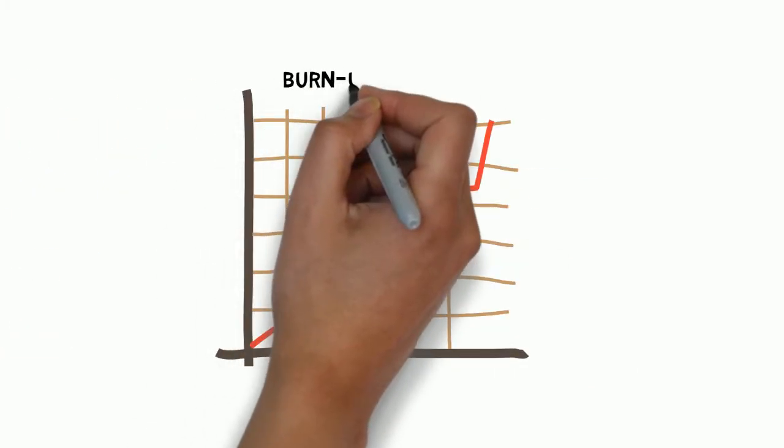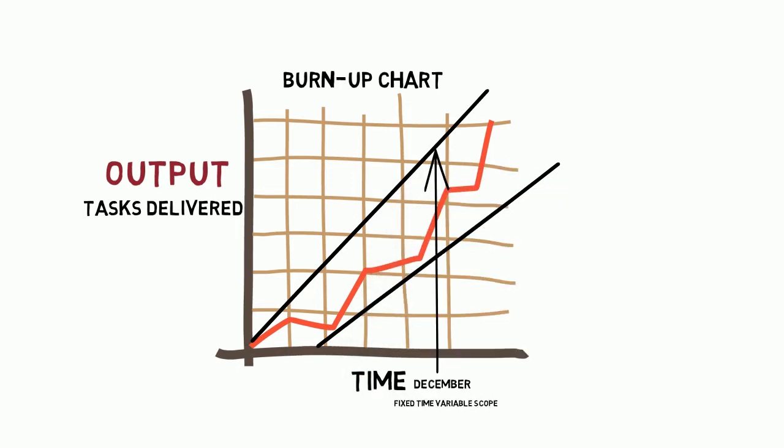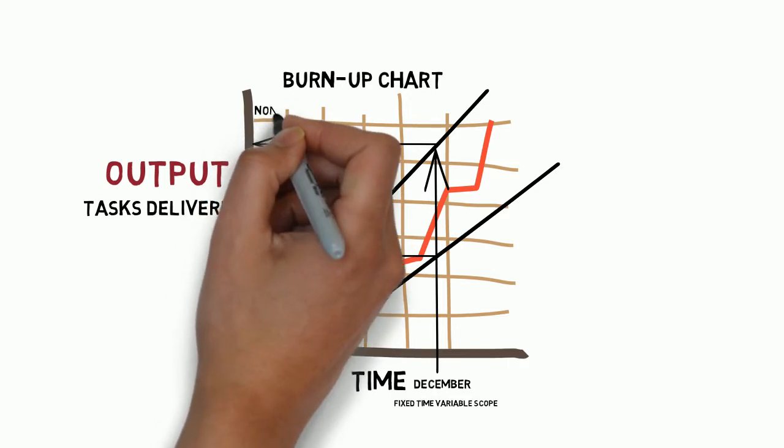Suppose the stakeholders ask Mary, "How much will be done by Christmas?" That's a fixed time, variable scope question. The trend line tells us that we will most likely finish all of this by Christmas, some of those and none of those.